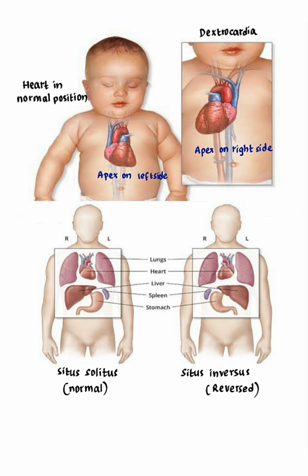Dextrocardia may be a part of situs inversus. In case of situs inversus, there is reversal of thoracic and abdominal organs. You can see here there is reversal of thoracic organs and reversal of abdominal organs.